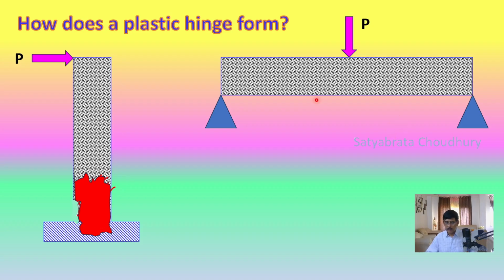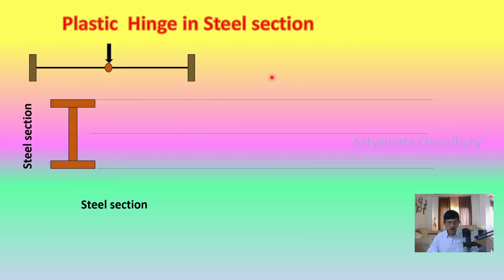We have taken a simply supported beam here. So after loading, when the load increases, it may develop a crack at the middle due to flexural action. The crack may increase further and further, and it may crack at the top also, and finally form a plastic hinge. Plastic hinge in a steel section can be visualized through this slide.